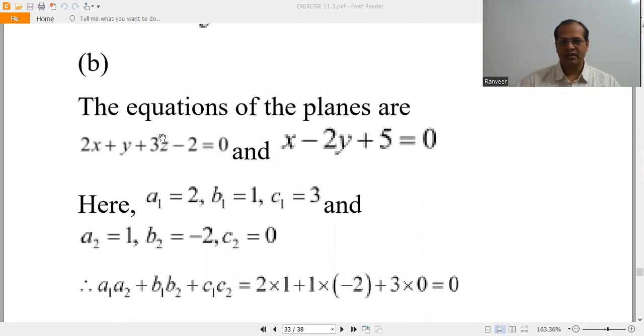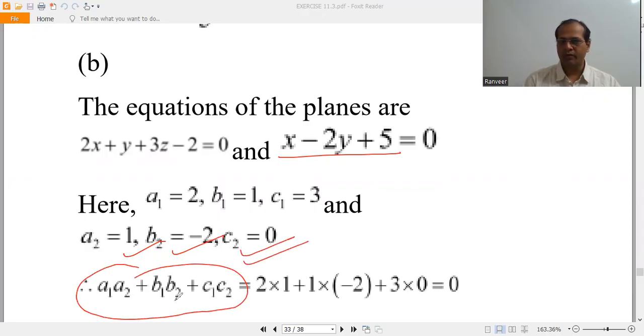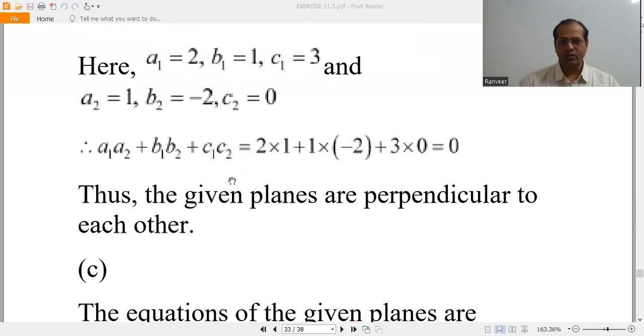Now, in this question B, we have A1, B1, C1 and A2, B2, C2. So A1, B1, C1 is nothing but 2, 1 and 3. And in this, 1, minus 2 and C2 is equal to 0. So A1A2 plus B1B2 plus C1C2, we have to find out, this value is coming 0. So if it is 0, then definitely the planes are perpendicular to each other.